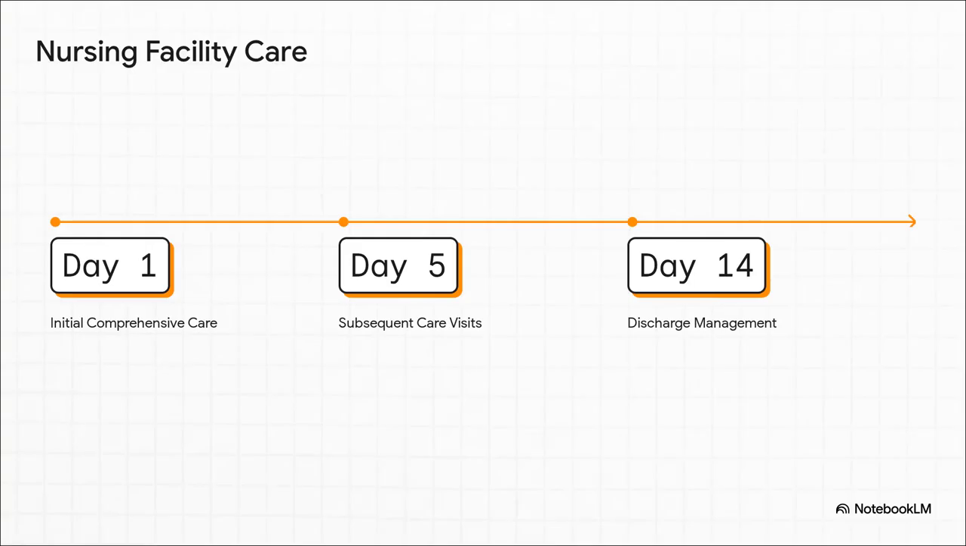Let's walk through what a patient's actual journey looks like in a skilled nursing facility, because the care follows a very distinct timeline, and CPT gives us specific code families for each phase. Right at the start, you have the initial comprehensive care on admission. Then, you transition into routine subsequent care visits for ongoing monitoring over the following days, weeks, or even months, and eventually discharge management when they're finally ready to leave. Oh, and for your long-term residents, there's also a specific annual assessment code, 99318.